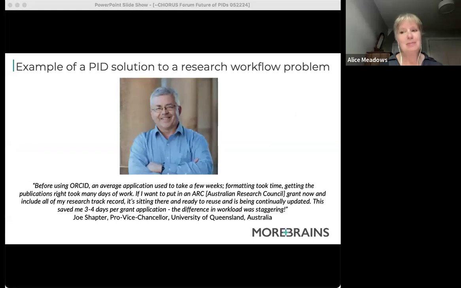So I love this example. I'm sure some of you have seen it before because it gets shared quite a lot, because we don't have as many examples of PIDs solving a research workflow problem in a very concrete way as we would like. But this is a great one from Joe Shapter, who's a senior academic in Australia. Now that the Australian Research Council has integrated ORCID, instead of it taking 3 or 4 days for him to complete a grant application, loading all his publications and conferences and so on, it now takes a few hours. So he's super happy about this. All he has to do now is check it, as everything gets pulled in. He's saving himself 3 or 4 days per grant application.